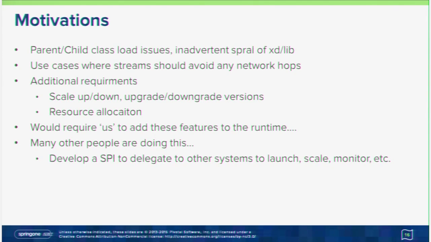But the real kicker for us to change the whole architecture was when we finally got to all these additional requirements. Okay, it's great now that I have the stream deployed, but aside from that, how do I scale it up? How do I scale it down? How do I upgrade a version of a module? How do I fall back to another version of a module? A little typo there, allocation.